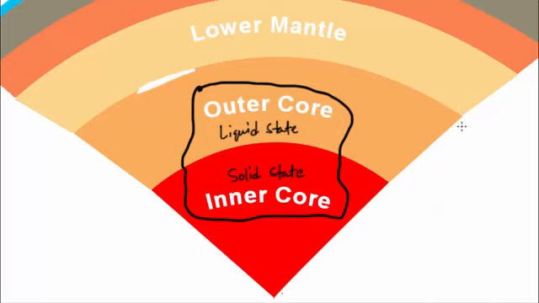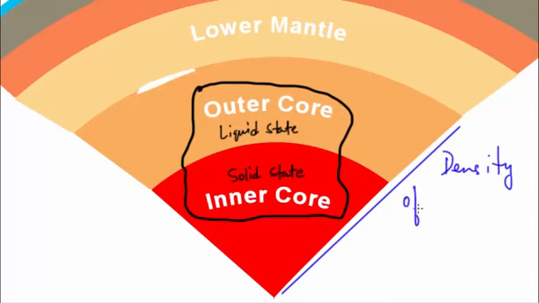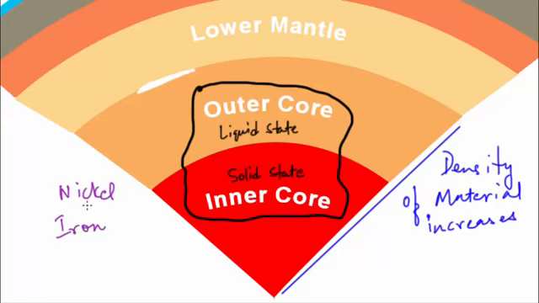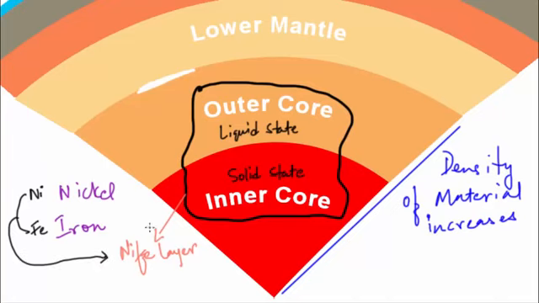So the density of the material at the core is going to be the highest, and we have repeatedly read this that the density of materials increases as we go more and more deep inside the Earth. The core is made up of very heavy material, mostly constituted by nickel and iron. It is sometimes referred to as the NiFe layer. So Ni and Fe are abbreviations of nickel and iron. Remember this term NiFe layer.